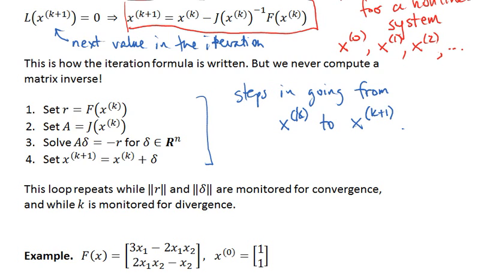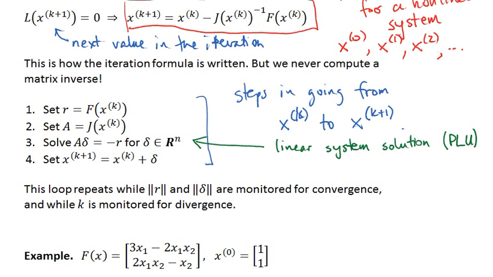Then we solve the linear system A delta equals minus r. So this is a linear system solution in step 3. The default choice would be to use PLU, for example, to solve that. And then with that delta, we finally know how to compute xk plus 1. xk plus 1 is xk plus delta. So delta represents the difference, or sometimes it's called the Newton step.